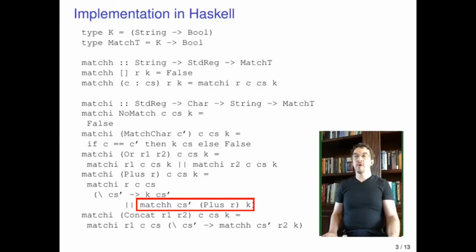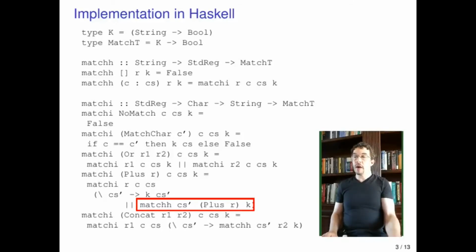For the plus case, though, this is where the interesting termination issue comes up. If we have plus R, we want to match R to see if it matches one time, because plus R, of course, means one or more matches. So we match it one time, and then in the continuation that starts out with lambda cs', we try just calling the continuation K on cs'. That would represent exactly one match of R. But if that fails, then we're supposed to recursively try the whole regular expression again on the suffix cs'. That's what I've got highlighted in red there.